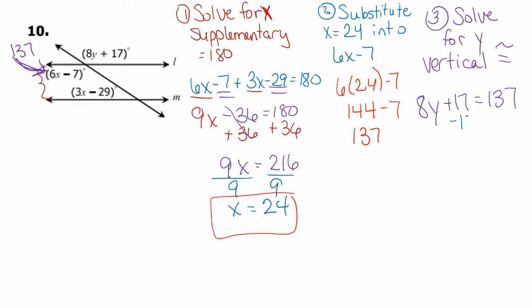So I'm going to subtract 17 on both sides. 8y equals 120. And then your final step is to divide both sides by 8. And y equals 15.